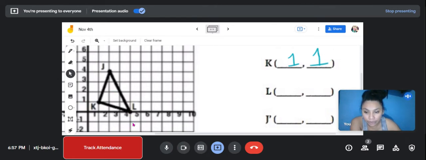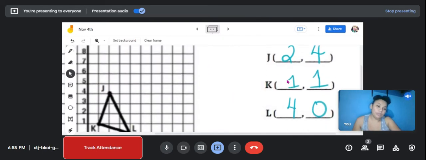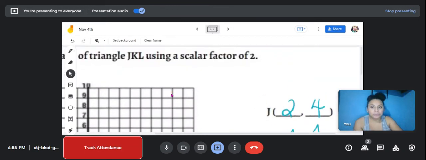And then if I look at point L, sorry, no, it is 4 on the X and 0 on the Y because it's on the X axis. 4 on the X and then 0 on the Y. So then these would be your 3 points: 2, 4; 1, 1; and 4, 0.